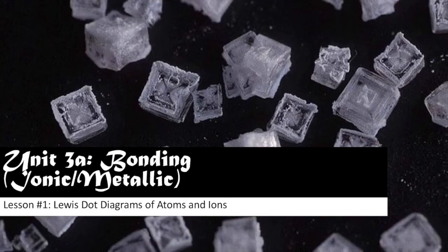So bonding is a pretty long unit. We actually break it up into two parts. Unit 3A, which we're starting now, covers ionic bonds and metallic bonds, whereas Unit 3B talks about covalent bonds and molecular and bond polarity, as well as intermolecular forces. So this video is part of Unit 3A, and it is titled Lewis dot diagrams of atoms and ions.